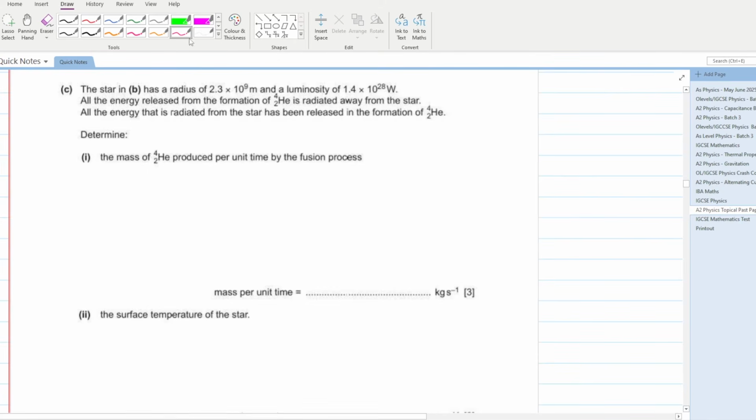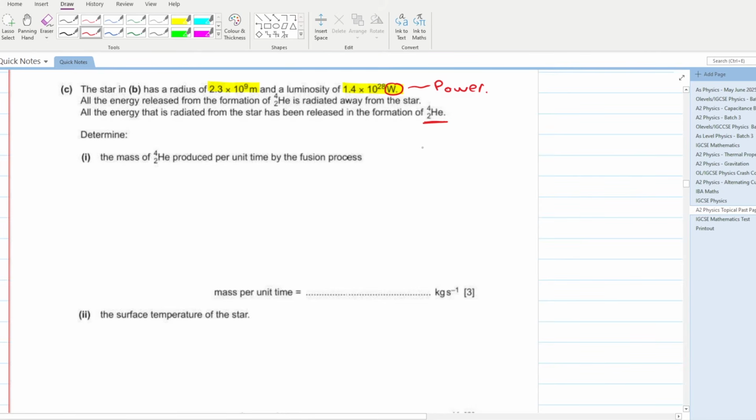The star in B has a radius of this and a luminosity of this. Can you see luminosity is in the units of watts? This means this is also considered as power. All the energy released from the formation of helium is radiated away from the star. So the star is only releasing energy due to helium formation, and all that energy is being radiated away. So we have to calculate the mass of helium produced per unit time by the fusion process.